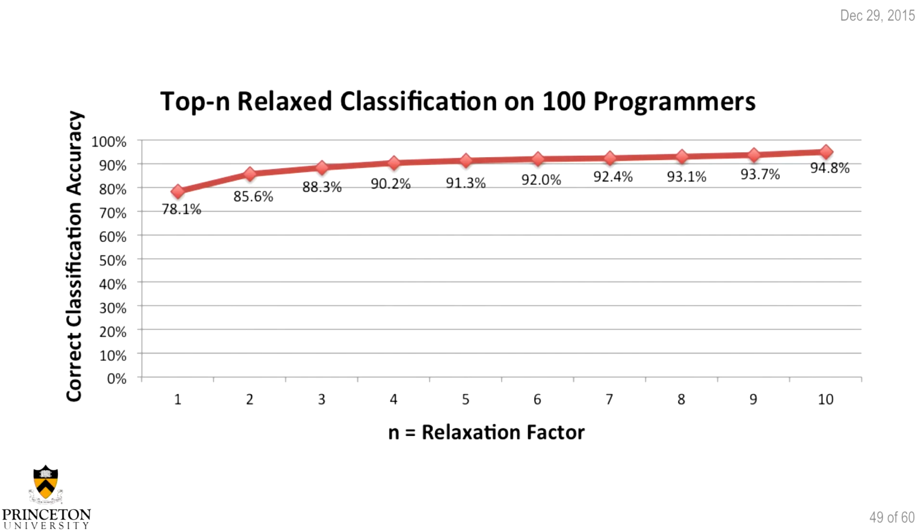And relaxed classification, which I mentioned towards the end of the first part. With 100 programmers, when we relax the classification to a set of size 10, we get 95% accuracy in reducing our suspect set size. So let's say that you start with 100 programmers and their binaries, and you want to focus on 10 of them. With 95% accuracy, the correct programmer would be within that set of 10 people.